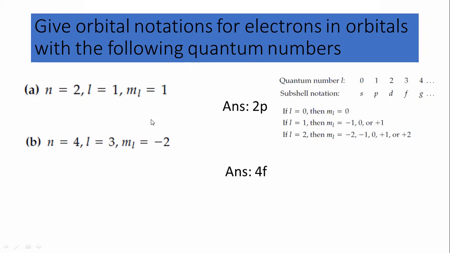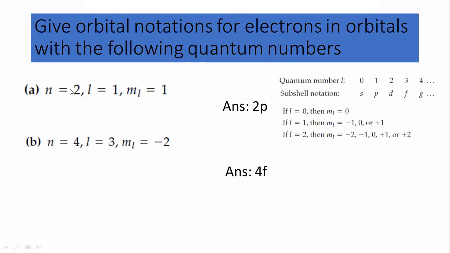So let's suppose I put the value of ml here as -2. Can anyone suggest whether it is the right orientation or not? No, sir. Why not? It cannot be -2, sir, because if L is 1, it can be -1, 0, or +1. It cannot be -2. Excellent.